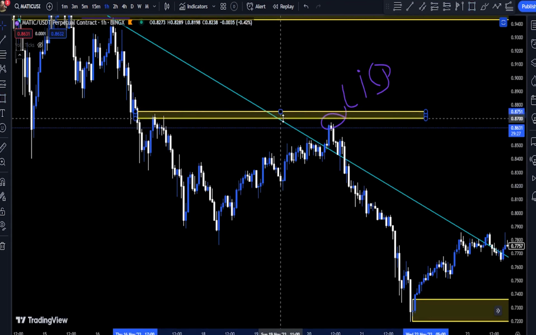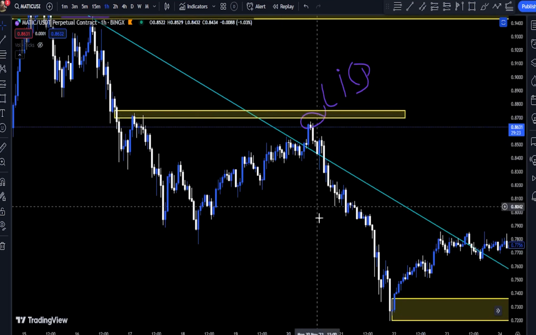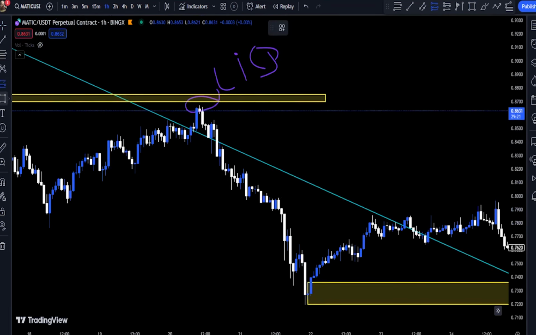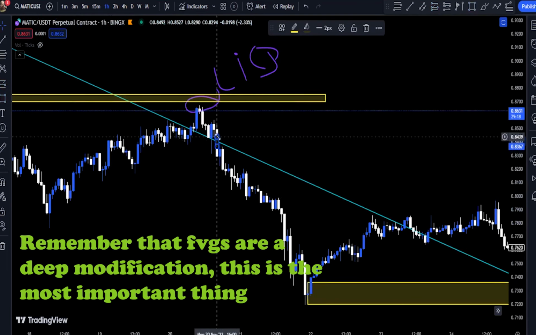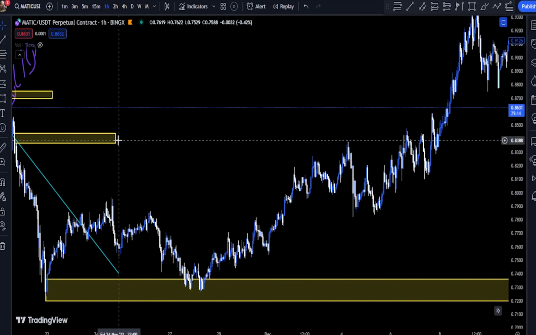The fourth of the 5 rules of smart money: where are the gaps? You may have heard the name of gaps, but only the opening and closing of the price will not create a gap. There are also price action gaps. One of the most important ones are FVGs.